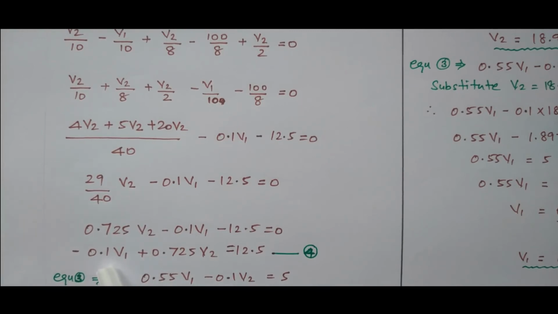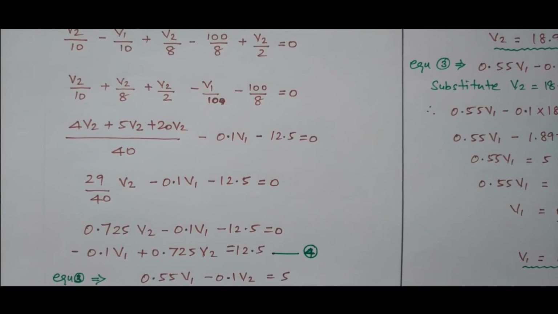Now we'll write in order V1. First we'll write V1 minus 0.1 V1 plus this V2 0.725 V2 equal to 12.5. This minus 12.5 is brought to right hand side, so it becomes plus 12.5. You take this as equation number 4, the fourth equation.